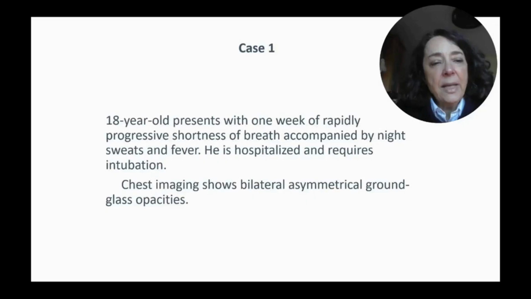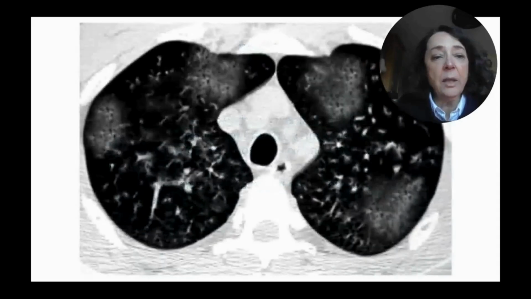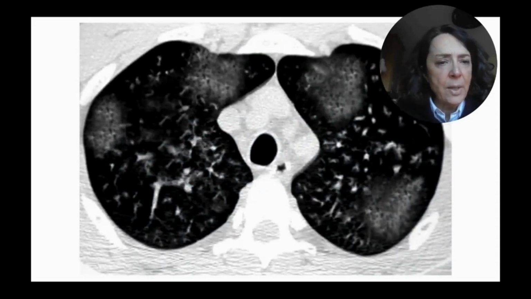So we have an 18-year-old presenting with 1 week of rapidly progressive shortness of breath. So it's rapidly progressive and it's 1 week, so we know this is acute. It's accompanied by night sweats and fever, and he's hospitalized and required intubation. And the chest imaging shows bilateral asymmetrical ground glass opacities. So we know it's a very young patient and it's an acute entity. You have ground glass opacities that are distributed in both lungs.